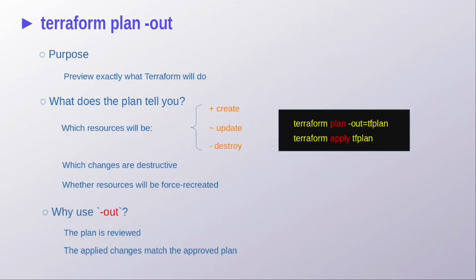Production reality. In real teams, the engineer generates the plan. The lead reviews the plan. Apply happens only after approval. Never apply directly in production.